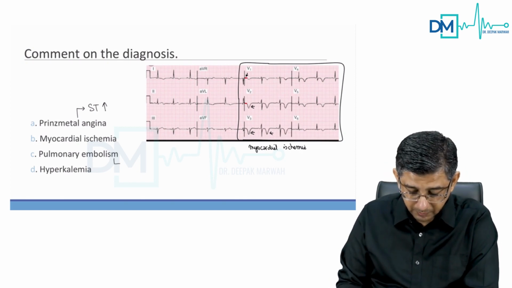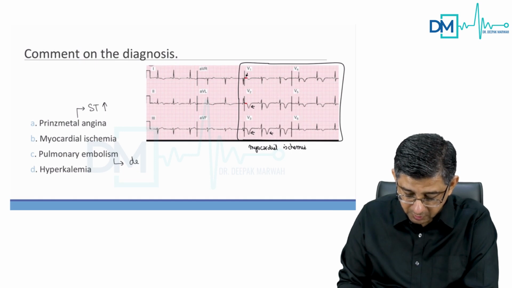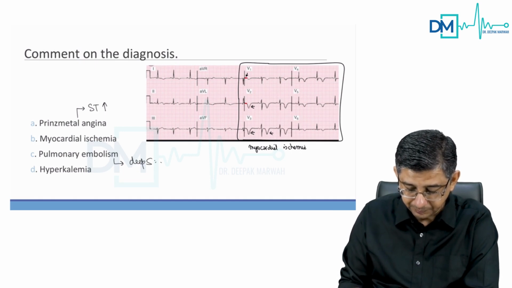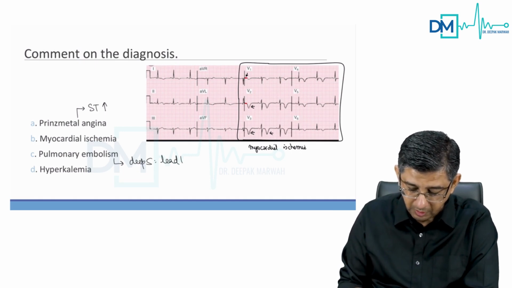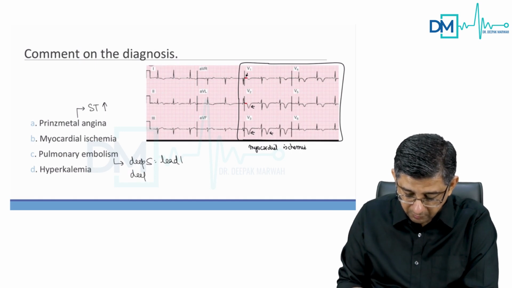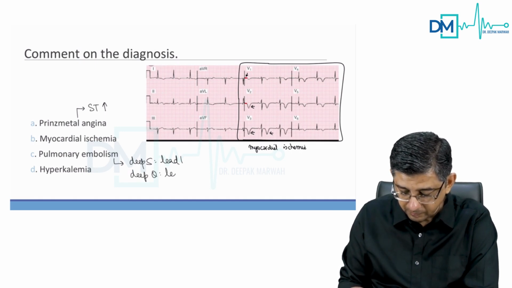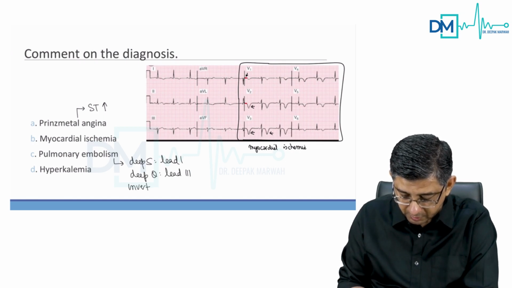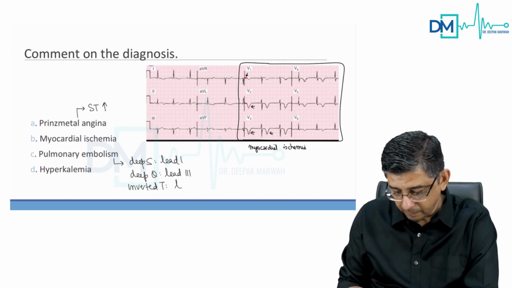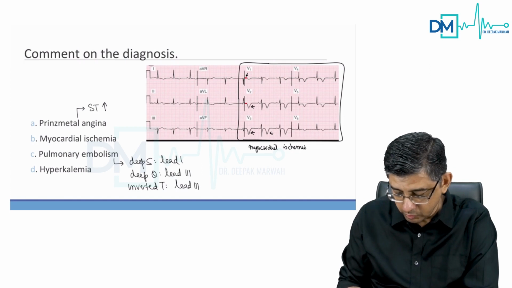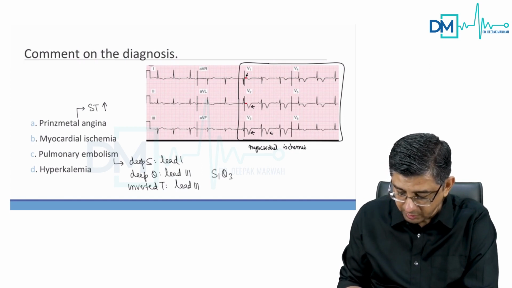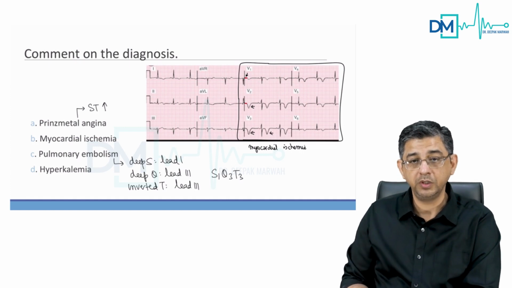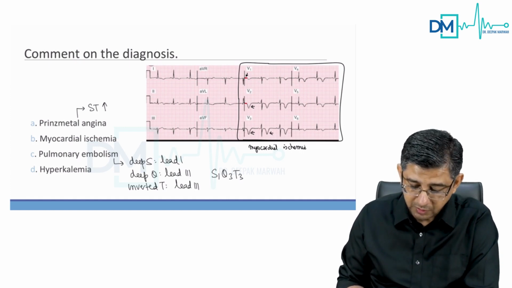Pulmonary embolism would have deep S waves in lead 1. It would have a deep Q wave in lead 3, and it would have inverted T waves in lead 3. The term that we use is the S1Q3T3 pattern. S1Q3T3 pattern means deep S waves in lead 1.